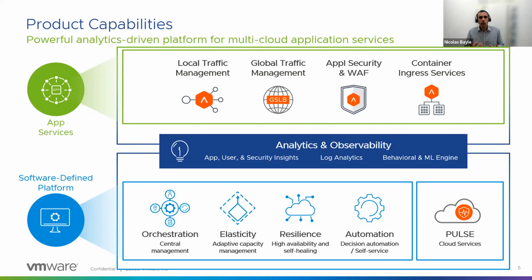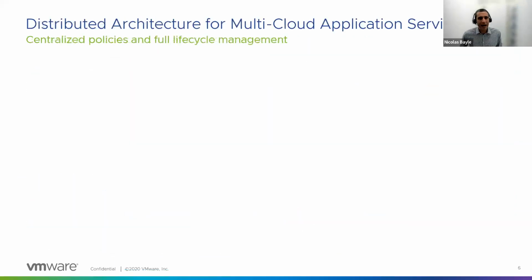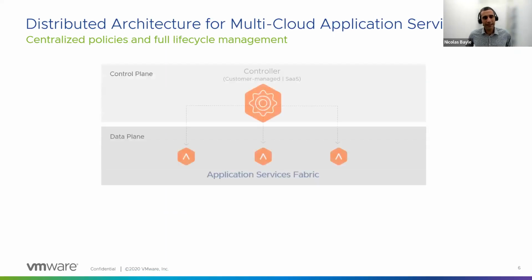So why are we different from the others? Well, the answer is very simple. It's because of our architecture. Since the creation of this product, we have separated the control plane and the data plane. This is what you can see here on this screen. Basically, the brain of the solution is called the controller, and the data plane is called the service engine, or the application service fabric, as you can read in this slide.